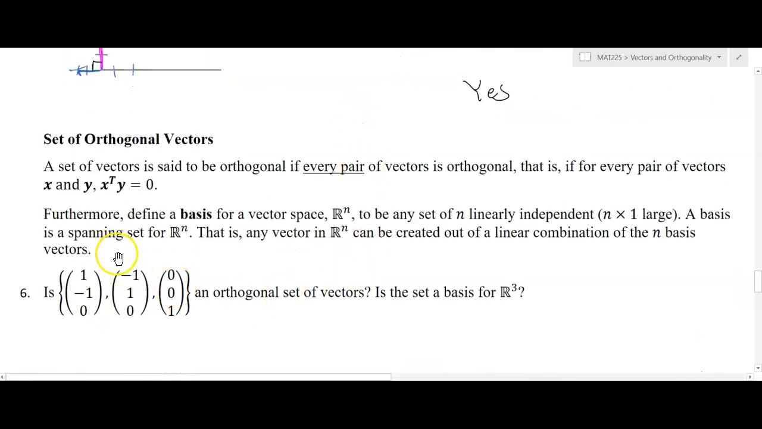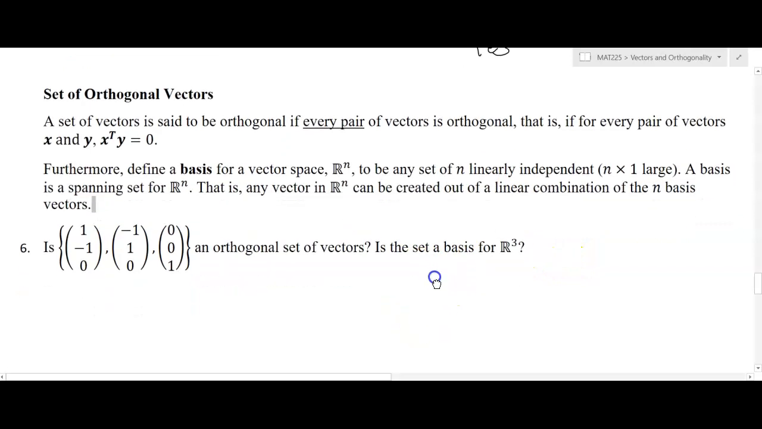Now you can also have sets of orthogonal vectors. A set of vectors is said to be orthogonal if every pair of vectors is orthogonal. That is, for every pair of vectors, x and y, the dot product is 0. Furthermore, define a basis for a vector space Rn to be any set of n linearly independent vectors. A basis is a spanning set for Rn. That is, any vector in Rn can be created out of a linear combination of the n basis vectors.